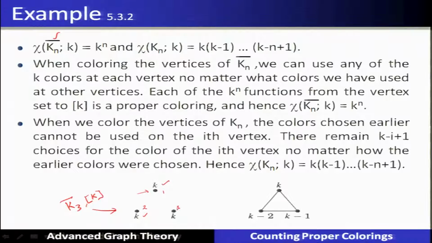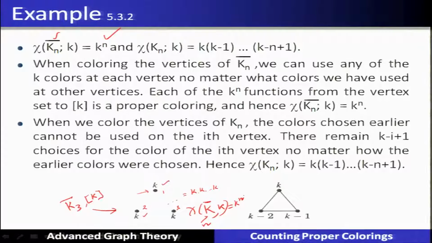If there are n nodes, each can receive any of the colors independently. So, the total number of colorings is k multiplied n times. The chi value of the complement of a complete graph with n nodes, with k different colors, is k raised to the power n.